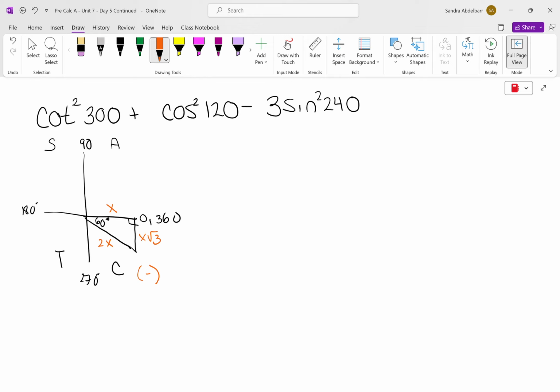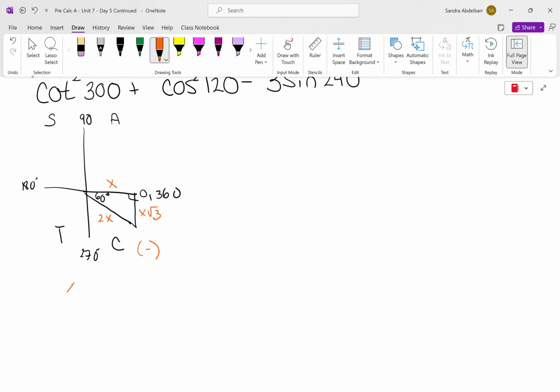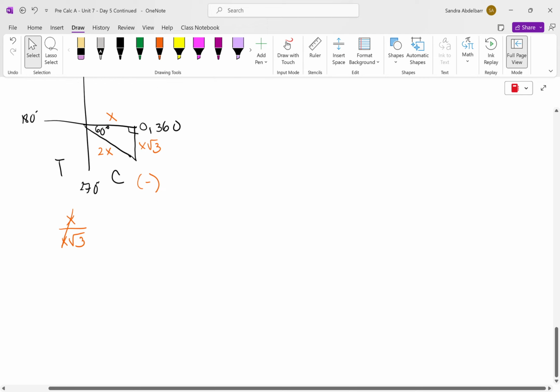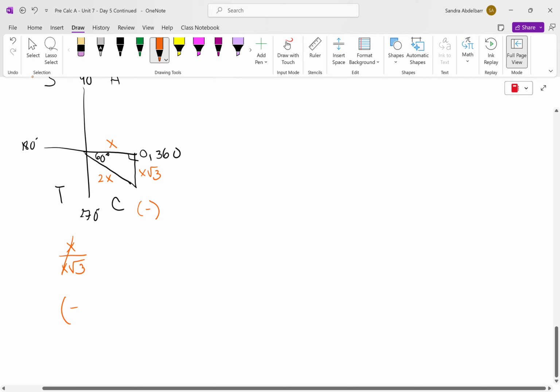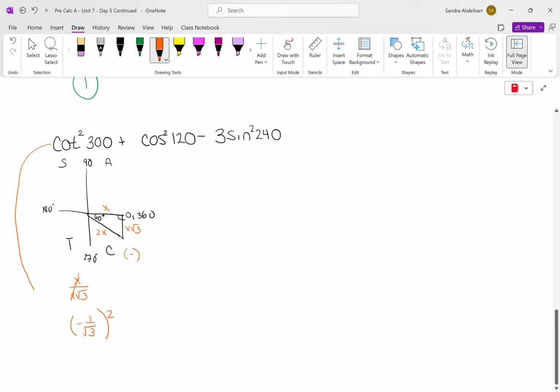So if this is 60, we have x root 3 over here, we have x over here, and we have 2x. So we know cotangent is going to be x over y. So that's going to be x over x root 3. The x's cancel. So now I have negative 1 over root 3 squared.